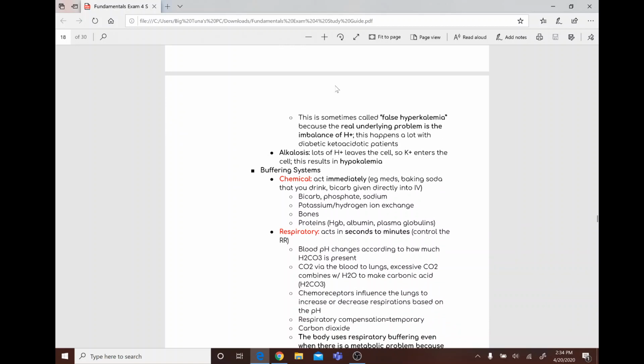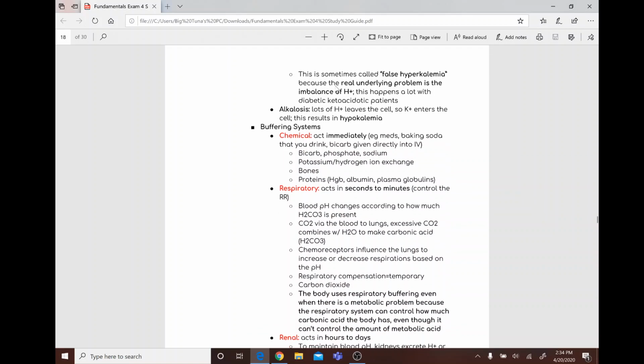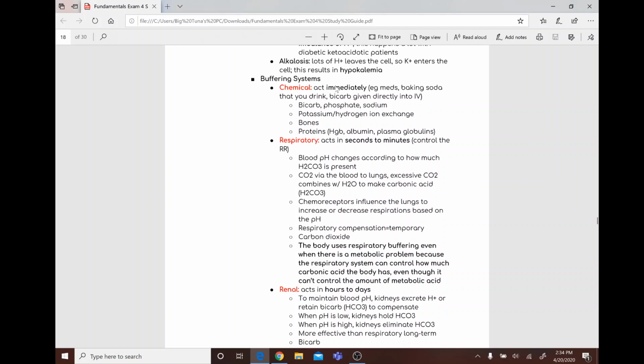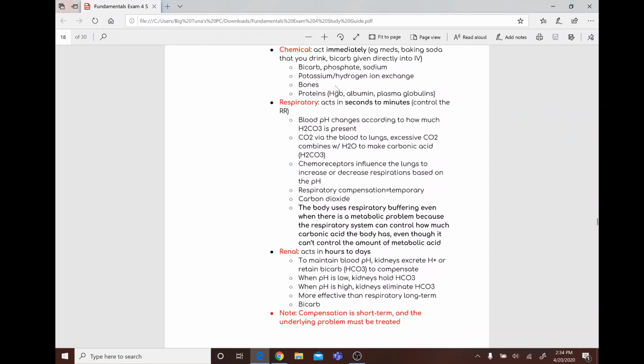All right, tell me about chemical buffering systems. They act immediately, like meds, baking soda, and bicarb directly in IV, like bicarb, phosphate, sodium, potassium, hydrogen ion exchange. What about respiratory buffering systems? They act in seconds to a minute. They control the respiratory rate. Blood pH changes according to how much H2CO3 is present.